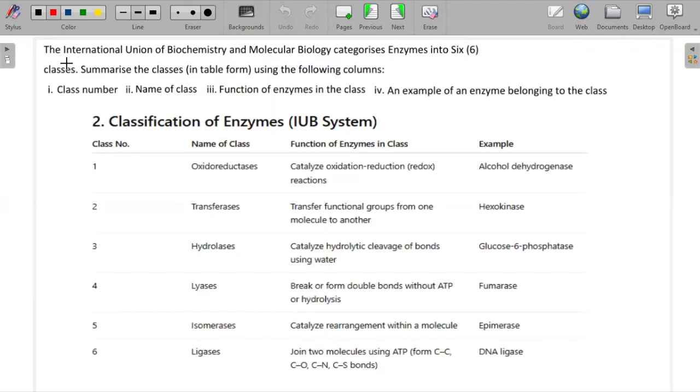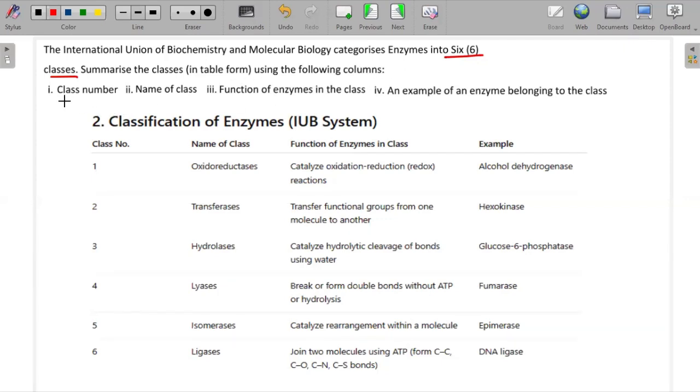Part 2 says the International Union of Biochemistry and Molecular Biology categorizes enzymes into 6 classes. Summarize the classes in table form using the following columns.